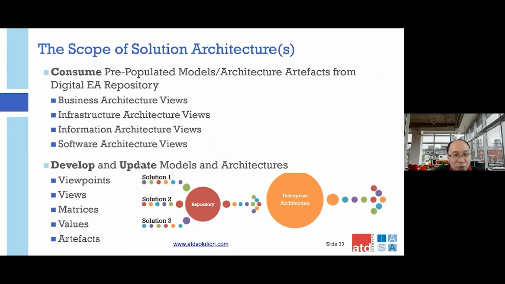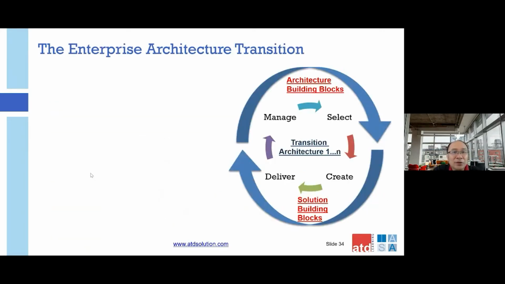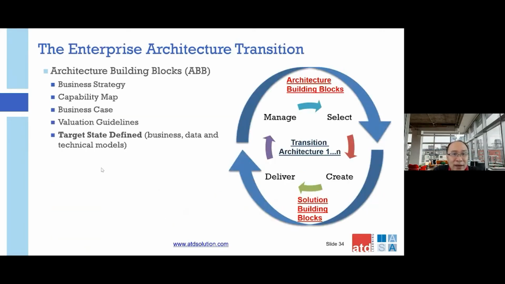So this is where you work with the enterprise architecture repository. After that, you deliver the architecture through the project, where you look at the viewpoint, the template, the view, the actual model, the matrices, the values, and all the artifacts related to the particular scope of work. Then in the transition, there will be the architecture building block, which you have to manage and select. After that, you create and deliver the solution building block.